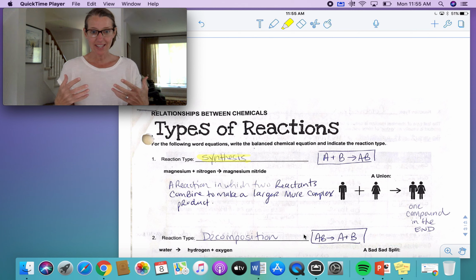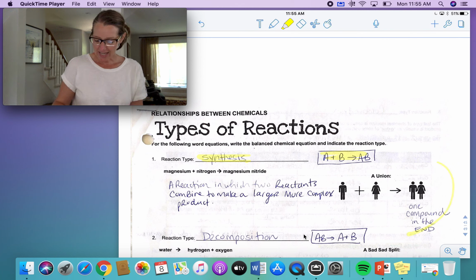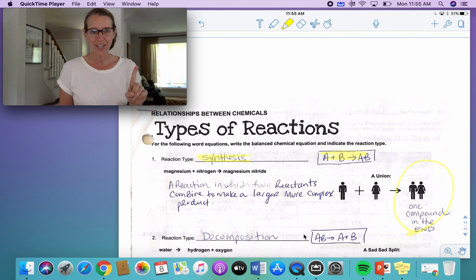You recognize that by having more than one reactant and only one product. So A plus B gives me AB, if you will. That's the summary of what that type of reaction would look like. How do you recognize it? Again, you've got one compound in the end. Remember, a compound is a molecule or a particle, and only one of those, that's a synthesis reaction.